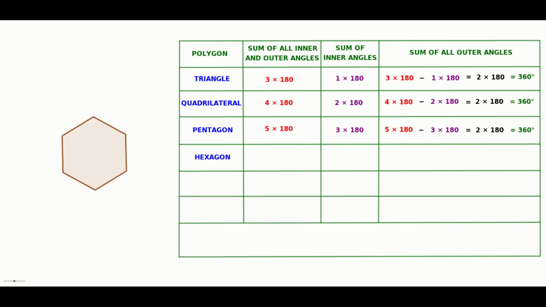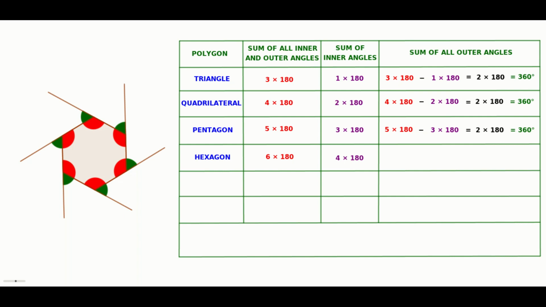Now consider a hexagon. In a hexagon you have 6 sides. Extending the sides, you can make 6 outer angles. Also you have 6 inner angles. That means 6 linear pairs. Therefore, the sum of all inner and outer angles will be 6 into 180. Sum of inner angles is 4 into 180, and therefore sum of all outer angles will be 6 into 180 minus 4 into 180, that is 2 times 180, 360 degrees.